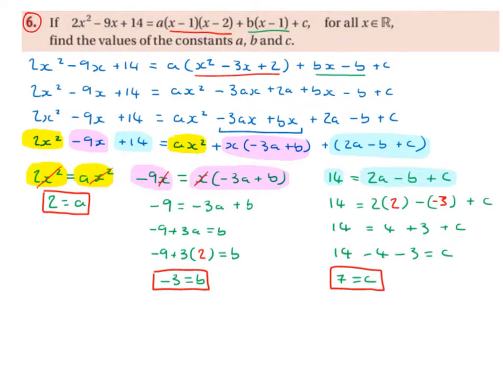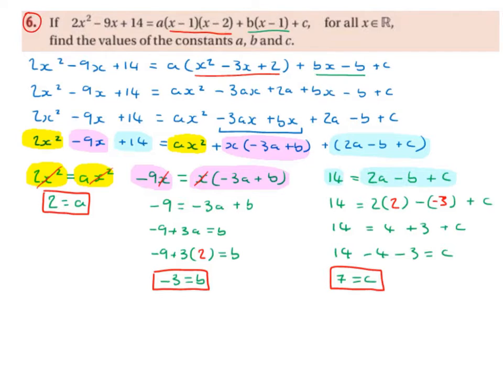Okay, so then again we're going to bring down the 2x², the −9x, the +14, and the equals. Also bring down the ax². We're going to factorize −3ax + bx. We're going to take out the x as the highest common factor. x into −3ax is −3a. x into bx leaves us with b. And then we're going to group together the 2a, the −b, and the +c with brackets around it to show that they are technically the constants because they don't have an x² or an x stuck onto them.